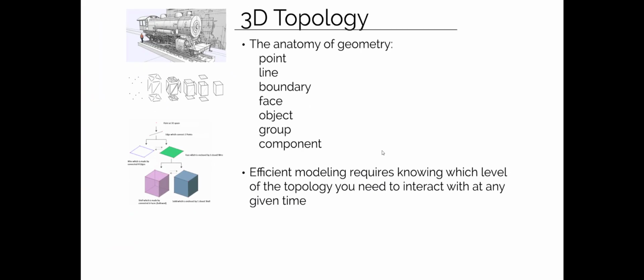3D topology is really important. It's basically the breakdown of a three-dimensional model. Just like in Word, you have characters and words and phrases and sentences and paragraphs and sections and chapters. There's a hierarchy to working in a Word document, and there's a hierarchy to working in 3D modeling, and that also relates to how we can edit or transform objects at any of those levels.